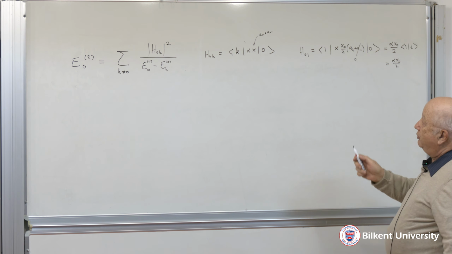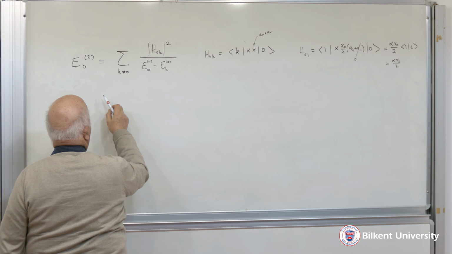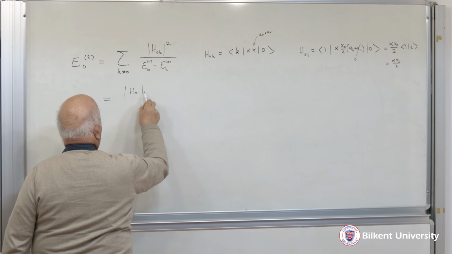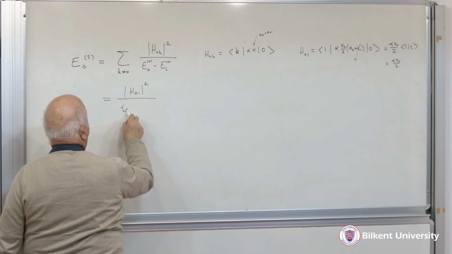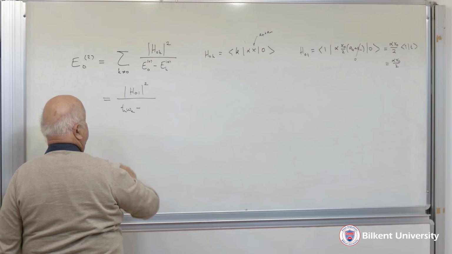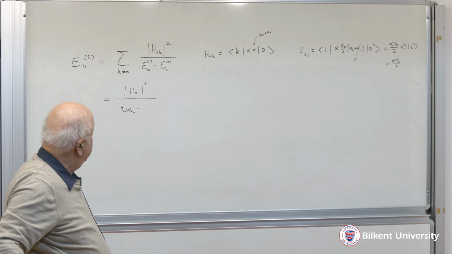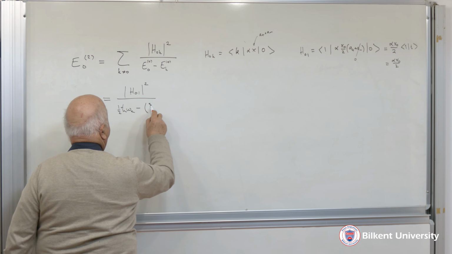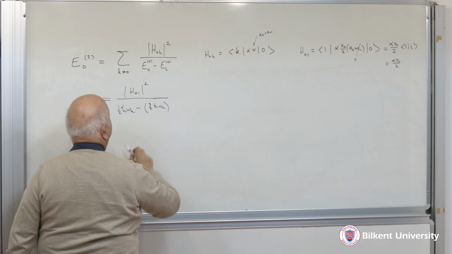So what do I get? There's only the k equal to 1 term here. So I am going to get the magnitude of h01 squared divided by E0, which is 1/2 h bar omega c, minus E1, which is 3/2 h bar omega c. So you see this is negative.